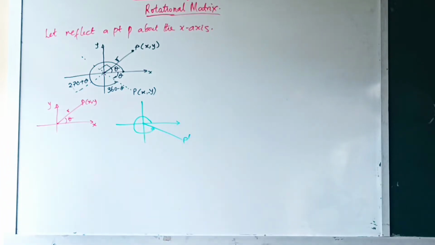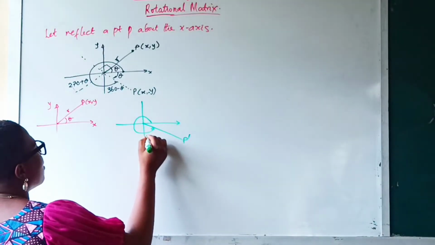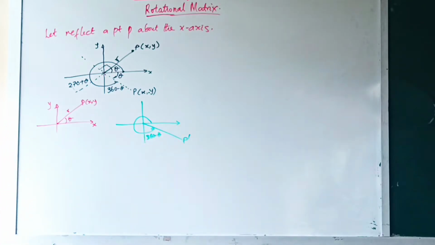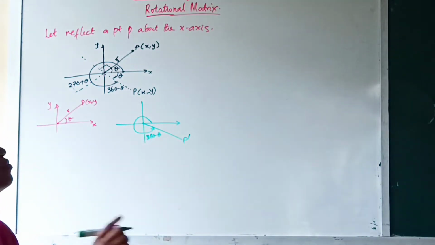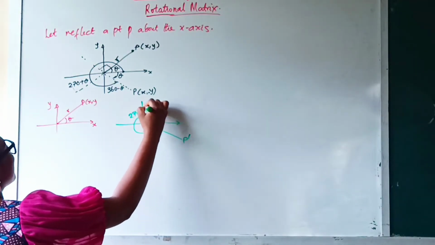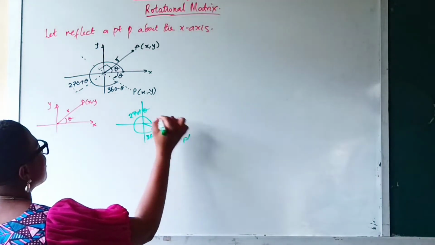So which one should be used? 270 plus theta or 360 minus theta? Or we use both? 270 plus theta, plus always makes sense. But I want to use 360 minus theta. I will use both. So this is still x, y.